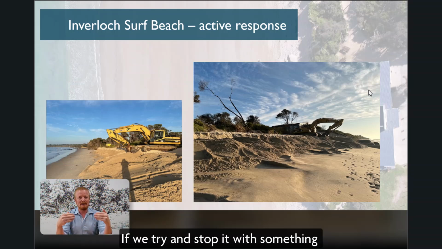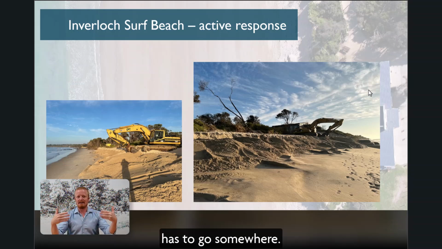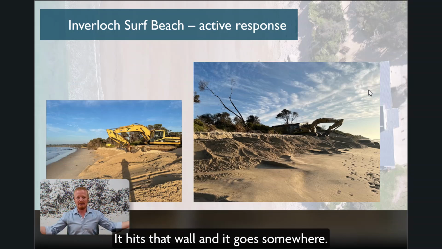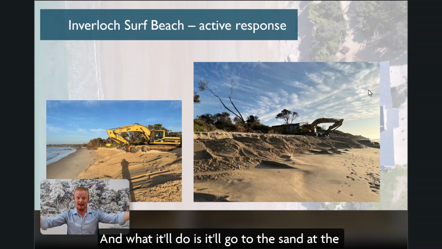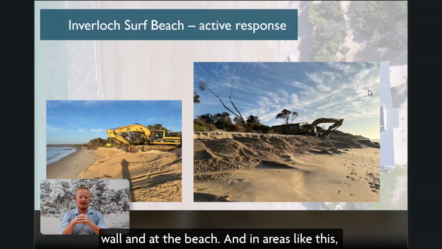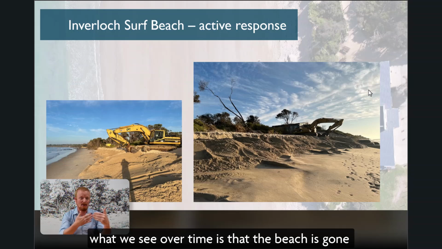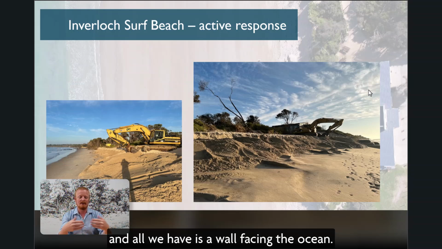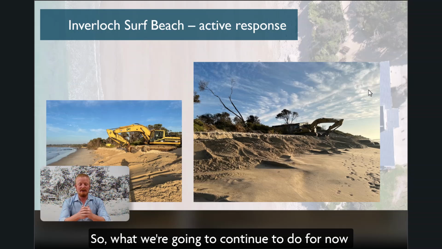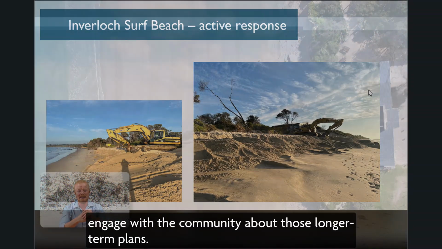If we try and stop it with something as solid as a rock wall or a sandbag wall at scale, what happens is all that wave energy has to go somewhere. It hits that wall and it goes somewhere. And what it'll do is it'll go to the sand at the end of the wall, and it'll go to the sand under that wall and at the beach. And in areas like this, where those sorts of hard walls have been built, what we see over time is that the beach is gone and all we have is a wall facing the ocean. So what we're going to continue to do for now is top up the sand as we need it, while we continue to engage with the community about those longer term plans.